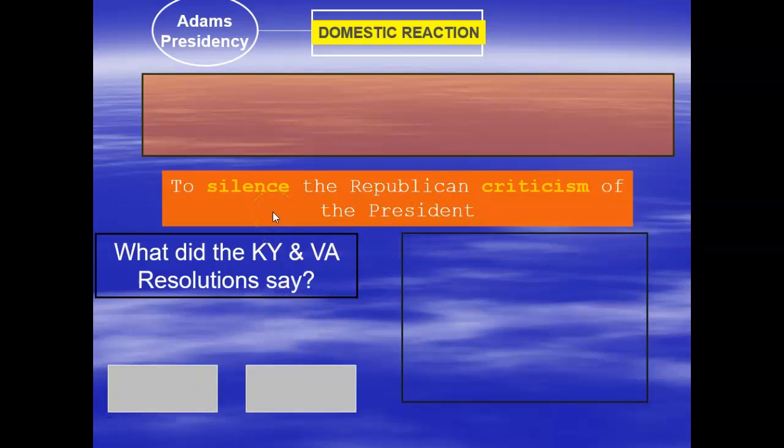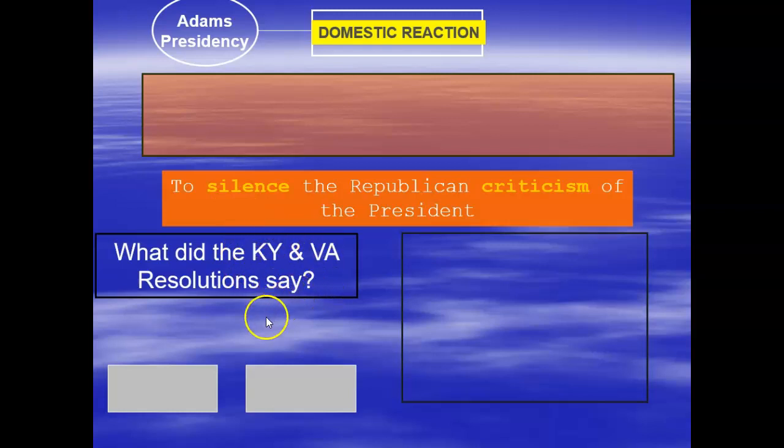And so if we stop here and think, well, the XYZ affair was a cause, and then the effect would be the passage of the Alien and Sedition Acts. Well, now if we move the Alien and Sedition Acts into a cause, the effect of those is the passage of something that's in reaction to them, which is the Kentucky and Virginia resolutions.